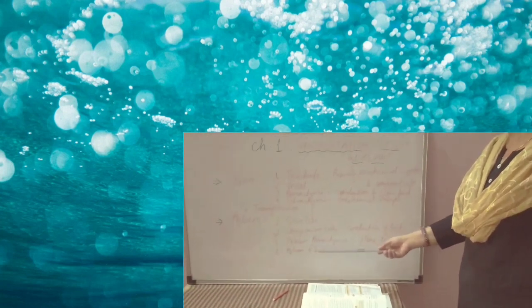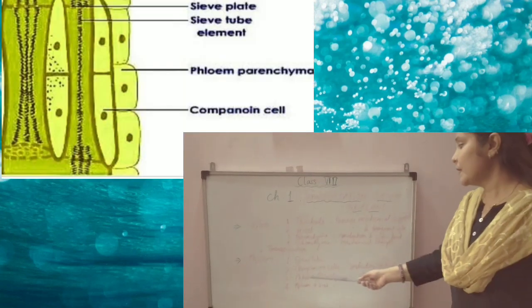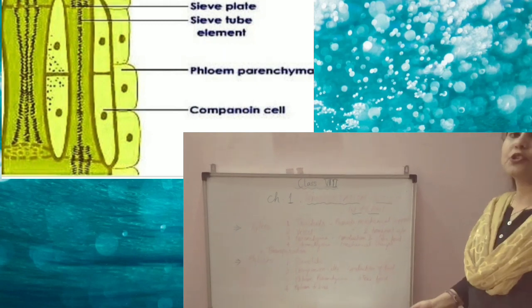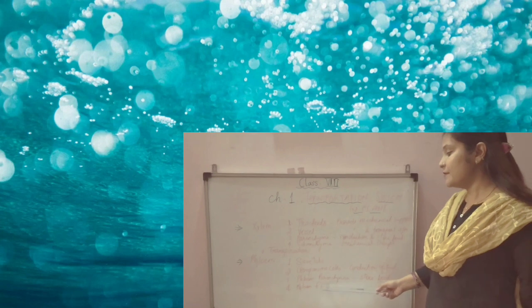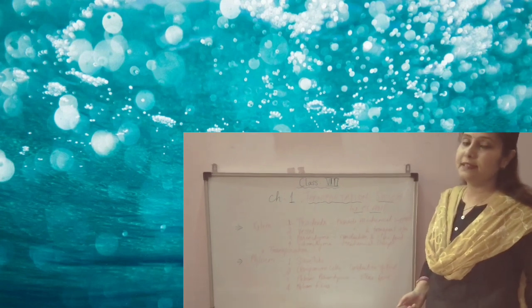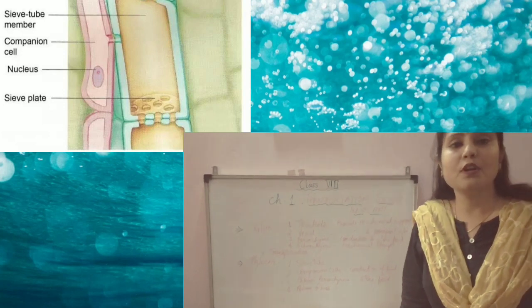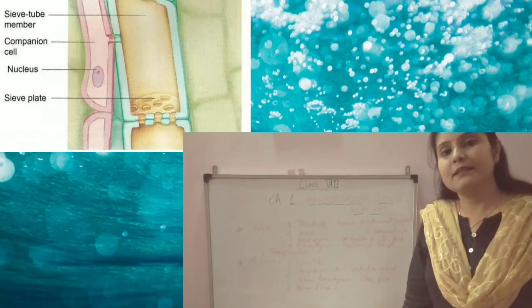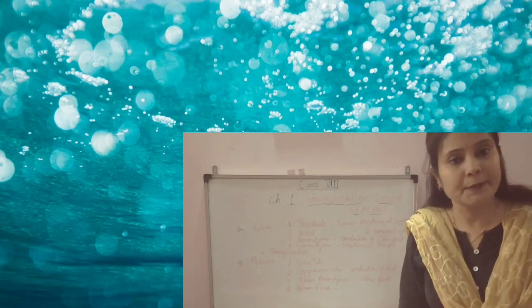Phloem parenchyma. As the name indicates, parenchyma always has living cells, and the function of phloem parenchyma is to store food. Phloem fibers, as the fibers are there, means they are dead cells, and their role is giving mechanical strength. So this is all about xylem and phloem.